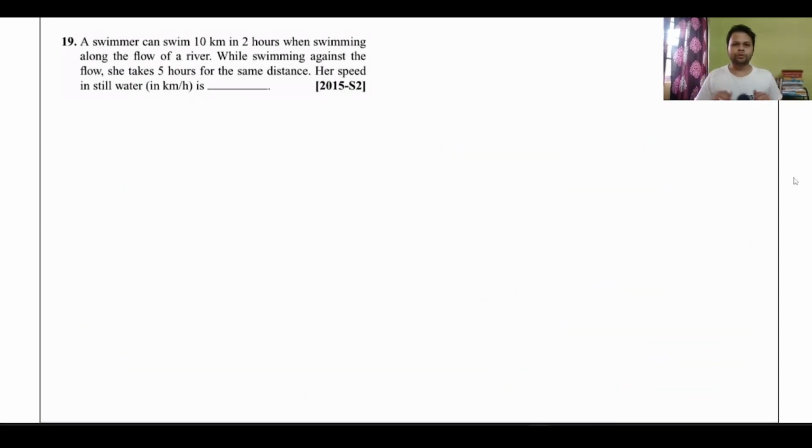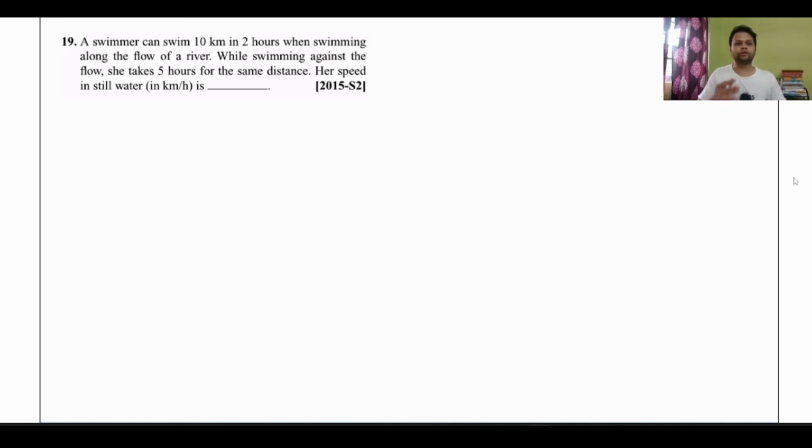Okay, question number 19. A swimmer can swim 10 km in 2 hours when swimming along the flow of the river. While swimming against the flow, she takes 5 hours for the same distance. Her speed in still water is. Okay, so this is a question from kinematics. Very simple question. This type of question we used to do when we were in class 10.